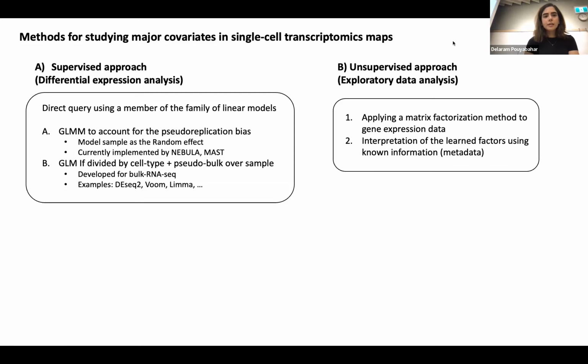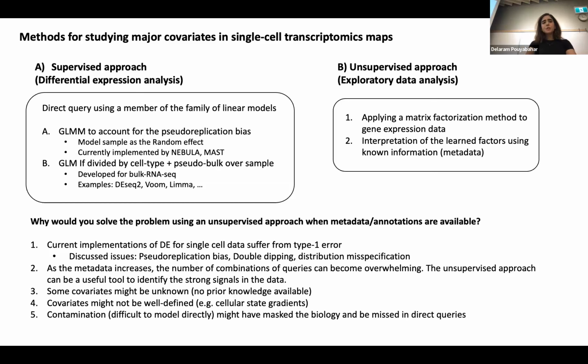The second approach, which is the focus of the talk today, is the unsupervised way, or you can think of it again as the framework of exploratory data analysis. What we're going to do in this framework is apply some sort of matrix factorization method to the gene expression data, and then come up with different ways to interpret the learned factors given the metadata that we have. I will explain what I mean by matrix factorization in a little bit, so don't worry about that.